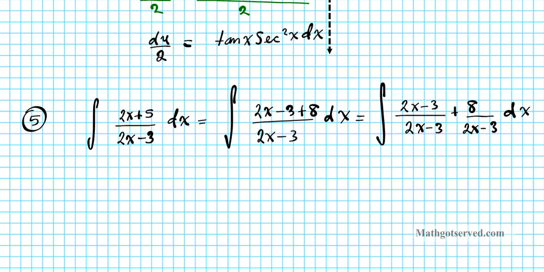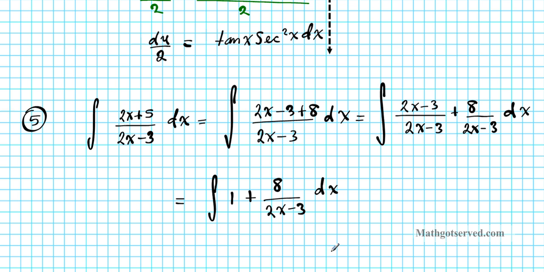Okay, so if I finish this up, this is going to become the integral of 1. If you divide these two, you're going to just get 1, right? The integral of 1 plus 8 over 2x minus 3 dx. Okay? All right, so this is long division.